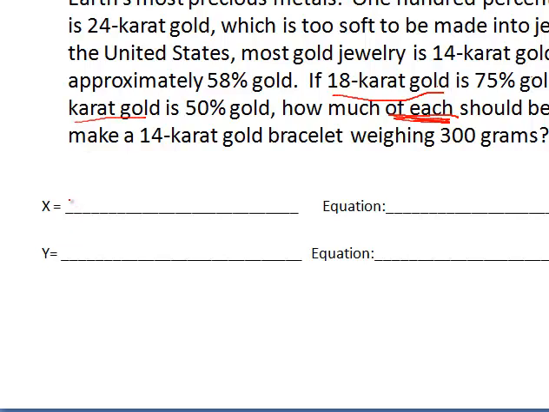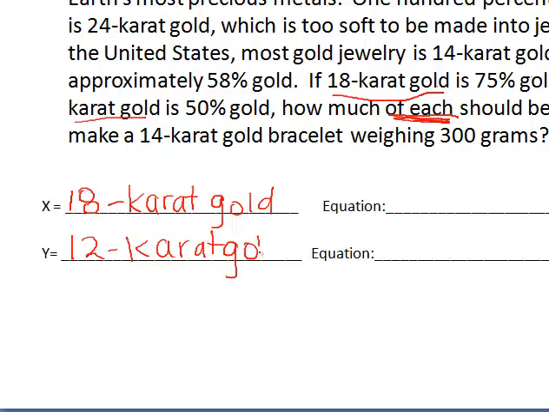So let's make x the 18 karat. And no, I did not misspell carat. That is how you spell carat when you're dealing with weight. And then the second part, y, is my 12 karat gold. And so now these are my unknowns, my variables. Okay, so let's go ahead and figure out what our equation is going to be. The first equation is just going to be a total equation.